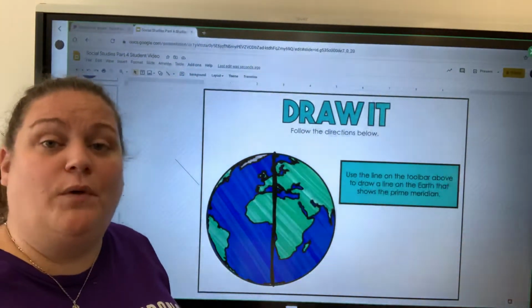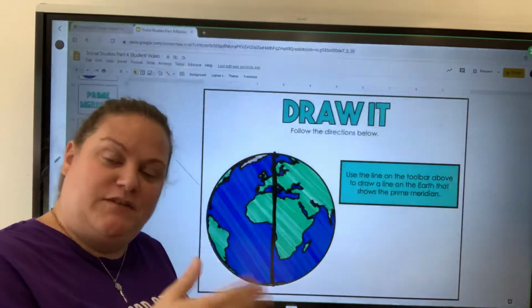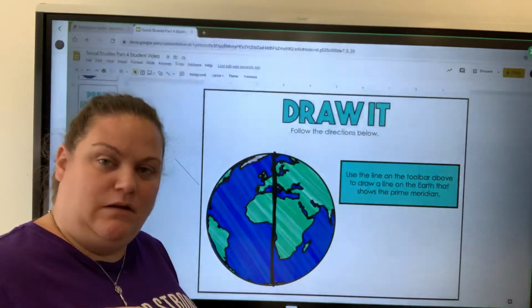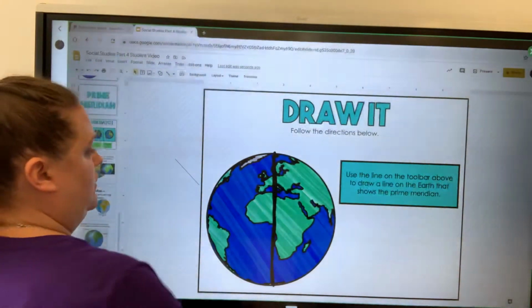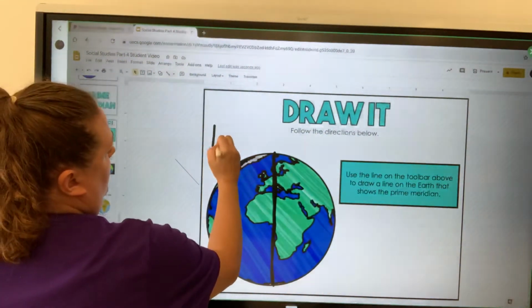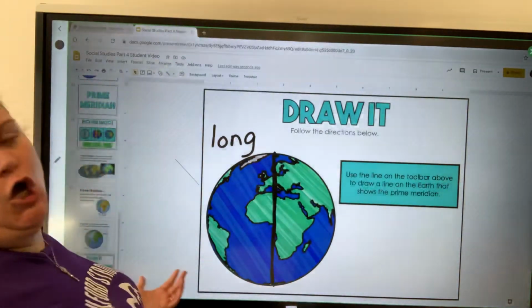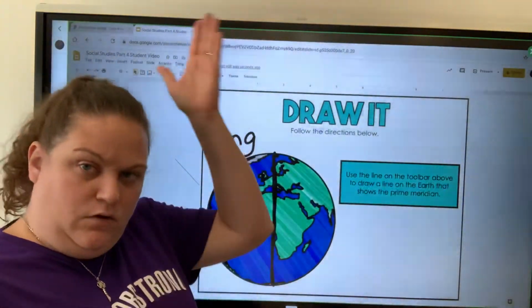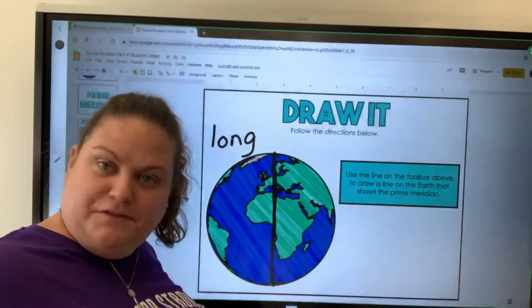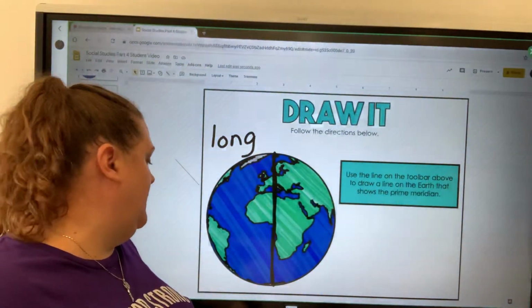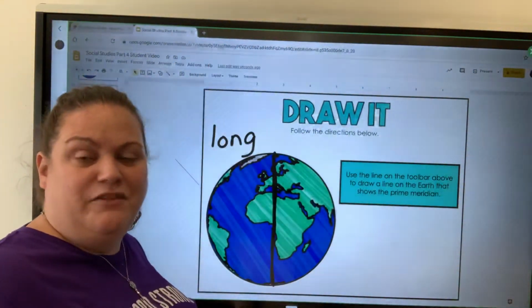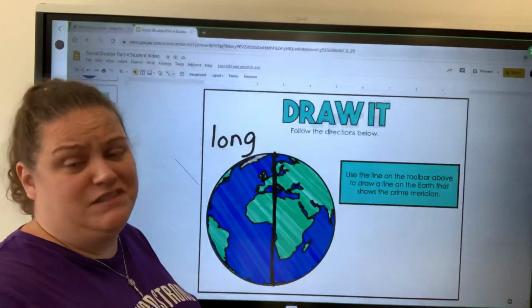The difference between latitude and longitude, sometimes you're going to confuse them. Longitude has the word long in it. They go from top to bottom. They are long, like long hair going down. So that's a good way to remember that longitude are the ones that go from north to south. Then you'll know that latitude goes east to west.